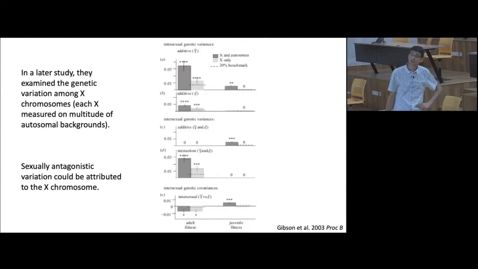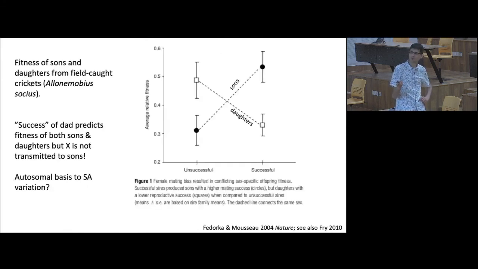Okay, so that's one piece of evidence in support of that kind of variation being enriched on the X chromosome. But there's conflicting evidence of this, and I should say there's a nice review by Jim Fry paper of this. So here's a different study which also is evidence of this sexually antagonistic variation.